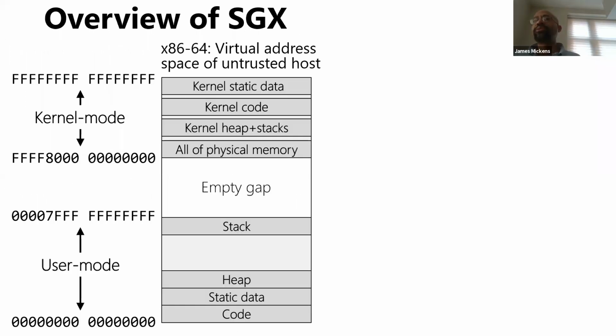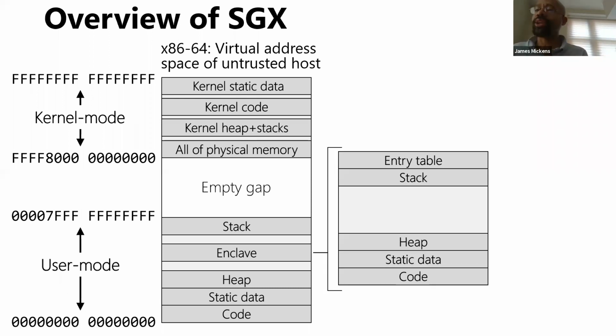So here's what a 64-bit x86 address space looks like. This should hopefully all be review for you at this point. At the top, we have the kernel mode state. At the bottom, we have the user mode state. And so in SGX, what we're going to do is put the secure computation, which is called an enclave in SGX terminology, at the bottom in the user mode state. And so inside that enclave, we're going to have essentially the stuff that you would expect: a stack, a heap, static data segment, some code. There's also going to be an entry table, which is going to help to coordinate how external code jumps into or invokes enclave functionality.